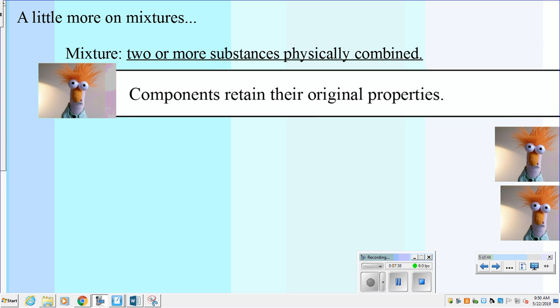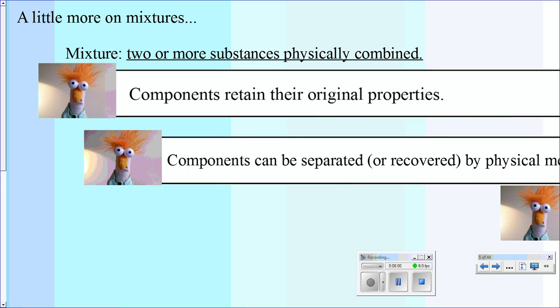Anyway, so components are going to retain their original properties. In a compound that is not the case, as I mentioned, regular elemental sodium will catch on fire in water, but because sodium is bonded with chlorine in salt, it no longer has that same reactivity. So you put salt in the water all the time, no big deal. However, when you taste salt water, you really taste that salt in there.